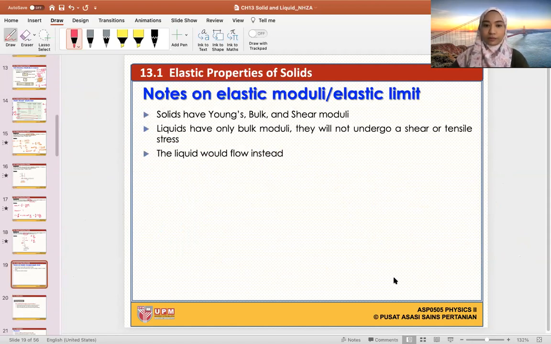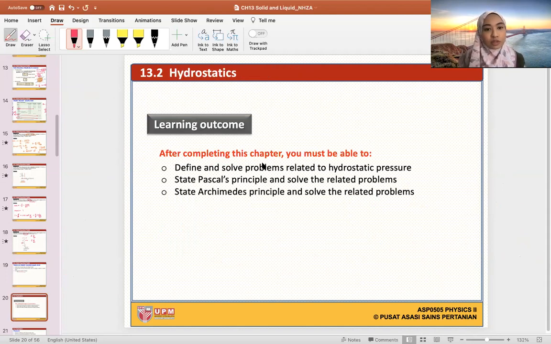Okay, liquid would flow inside. Liquids only have bulk moduli. They will not undergo shear or tensile stress. The liquid would flow inside. Okay, what does this sentence mean? We will learn more on this. Okay, so we are moving on to hydrostatics, which will answer about the liquid flow thing.